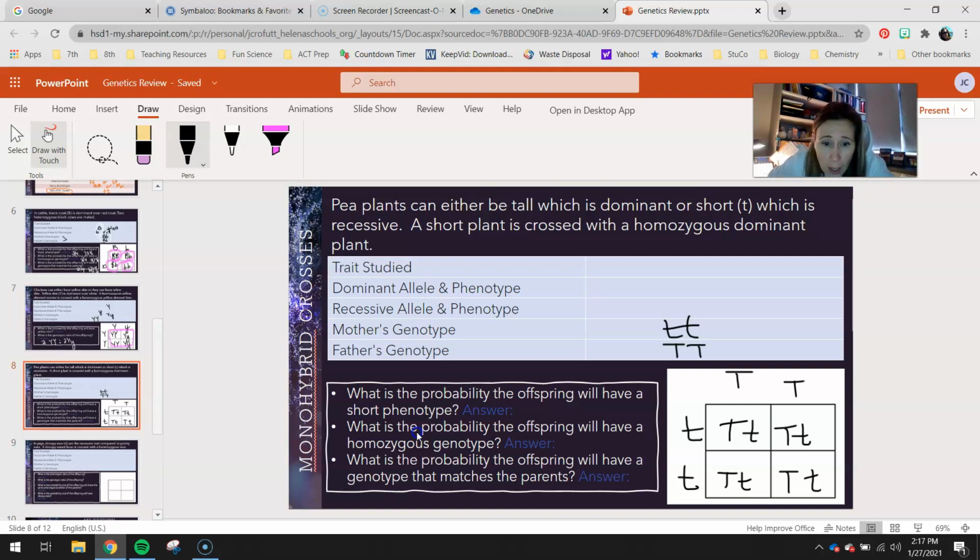What is the probability the offspring will have a homozygous genotype? Again, that's a big fat 0% because all of those offspring happen to be heterozygous. Okay, and then finally, what is the probability the offspring will have a genotype that matches the parents? Again, big fat 0, okay? Because our parents are either little t, little t or big T, big T, and all of our offspring are heterozygous, big T, little t. So 0% for all 3 of those answers.